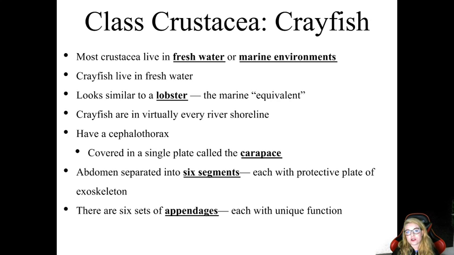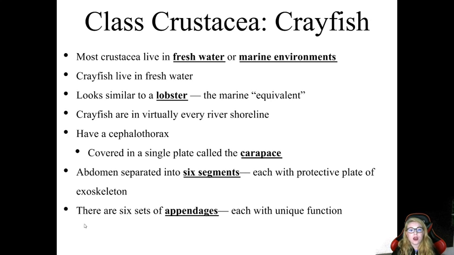Crayfish can be found actually in virtually every river shoreline, and like we talked about in the previous video, they are one of the arthropods that has this unique segmentation in that they have a cephalothorax. Okay, and the cephalothorax is covered in a single plate called the carapace. Excuse me. And so they have this cephalothorax with the carapace and an abdominal region that's separated into 6 individual segments, each with a protective plate of their own exoskeleton. Okay, and there are also 6 sets of appendages, each that have a unique function.